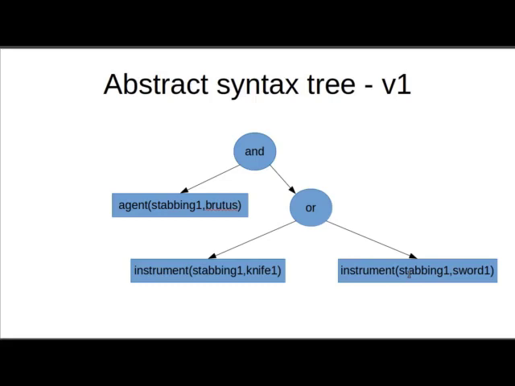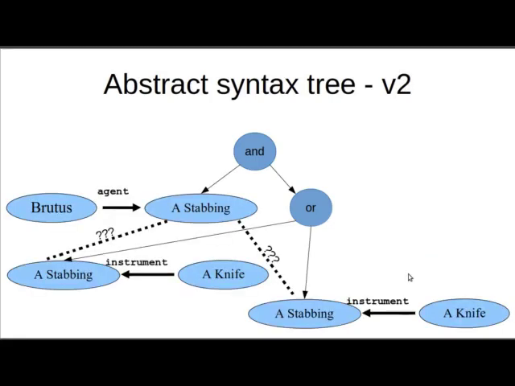We'd have that the agent of stabbing1 is Brutus, and it's true that, sort of within parentheses now, it's either true that the stabbing was done with a knife or the stabbing was done with a sword. And here I've kind of combined the two, right? I've got these predicates here as nodes, and what we really mean is something like this, where we have this relationship between Brutus and the stabbing and the knife.